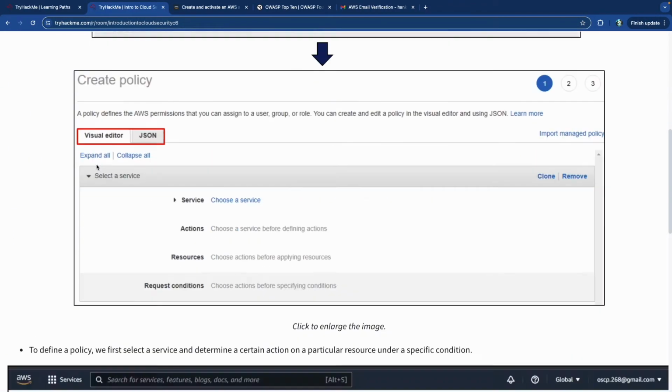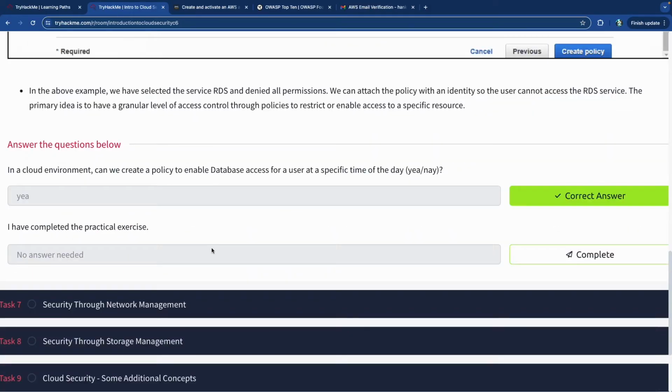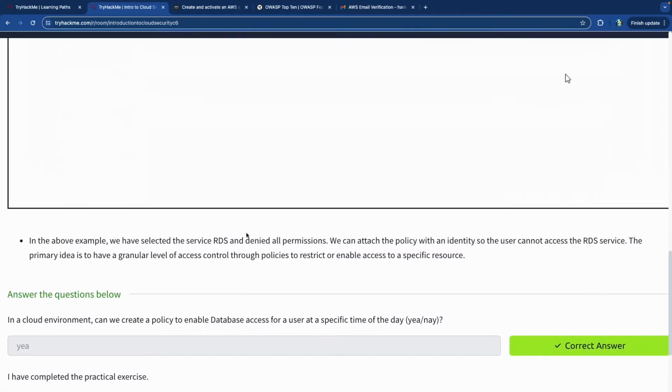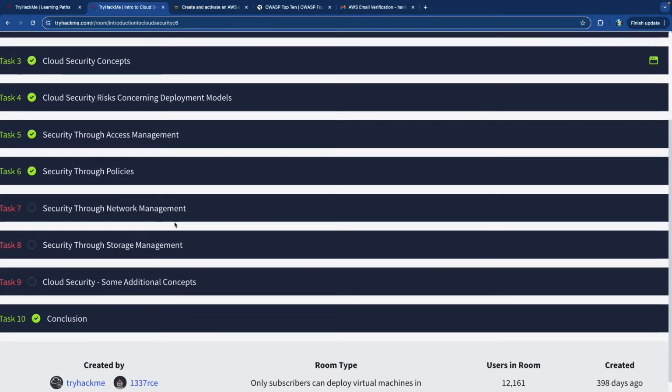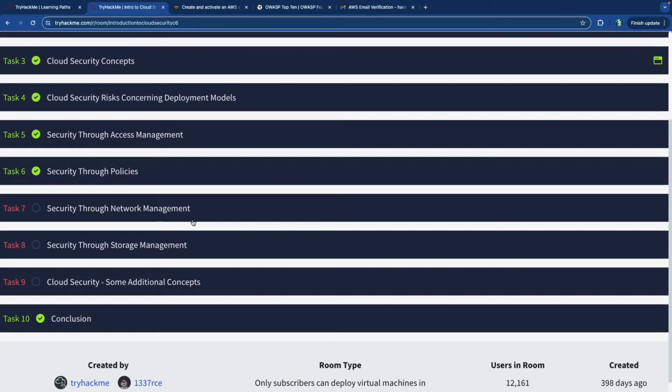So session-based policies. We have completed the practical exercise. So I'm going to say yes, but I did not do that because I was too lazy to create my AWS account for this session. But yeah, I mean, you kind of see what it's like, right? So don't do as I do, do as I say in this case.